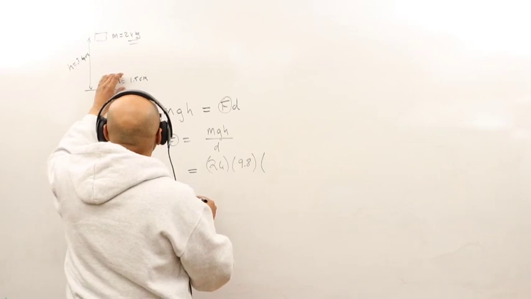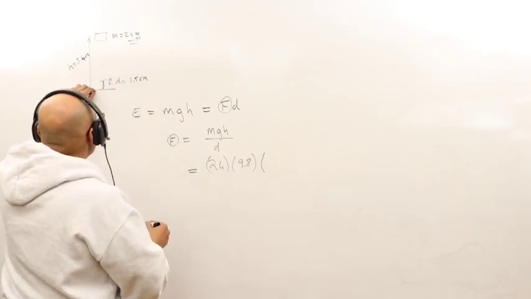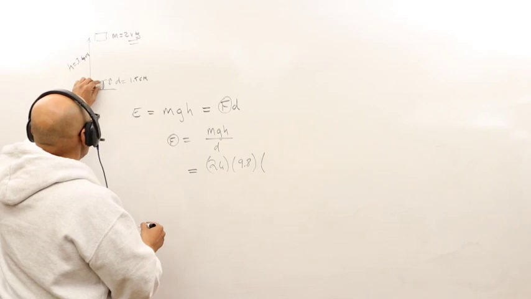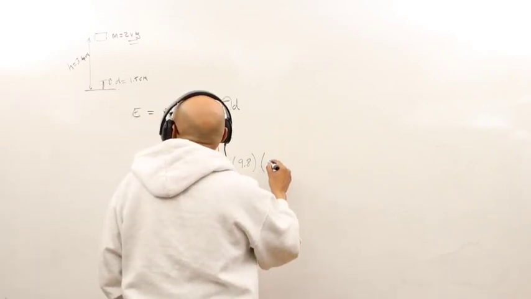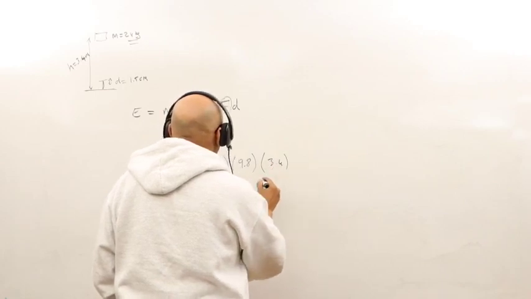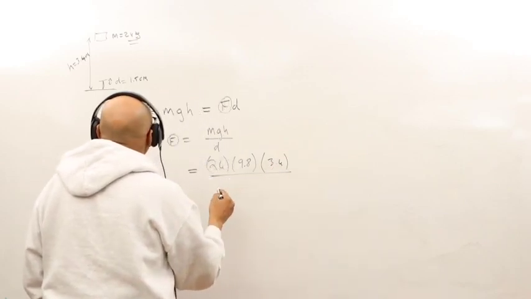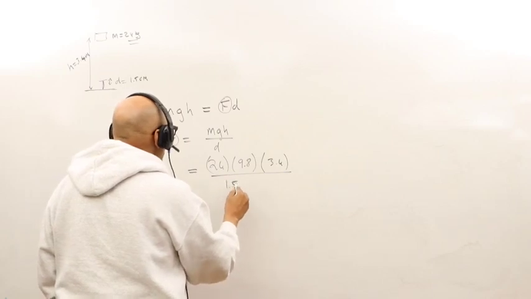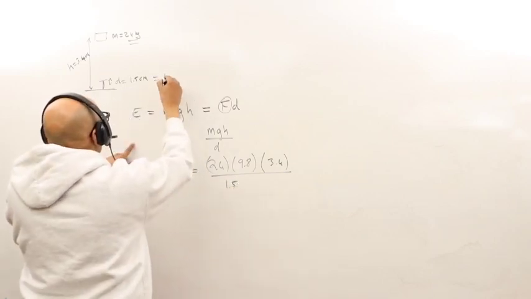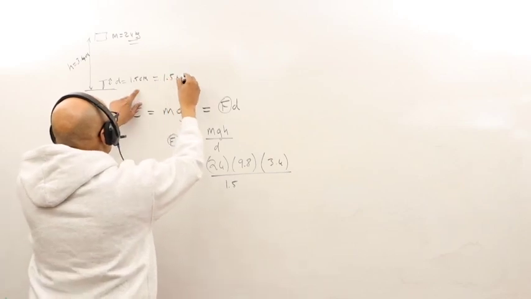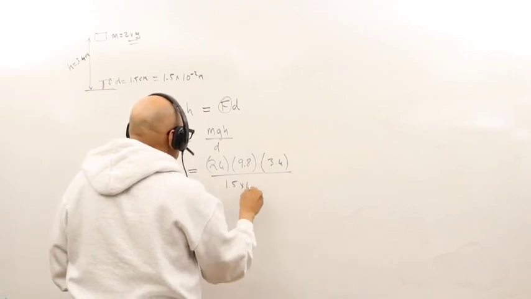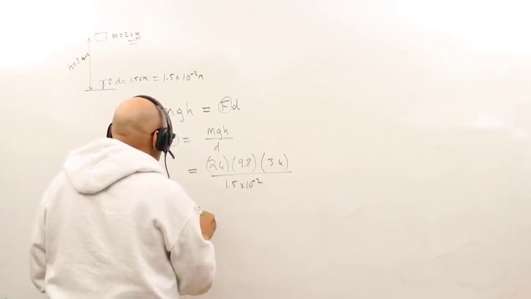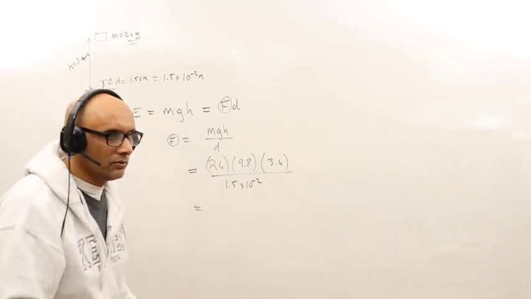So we don't have to worry about whether the height is to the ground or to the nail head, which is 1.5 centimeters higher. So the height is 3.4 and the distance is 1.5 centimeters, but it's not in standard units. Centi is 10 to the minus 2, so it's 1.5 times 10 to the minus 2 in standard units.